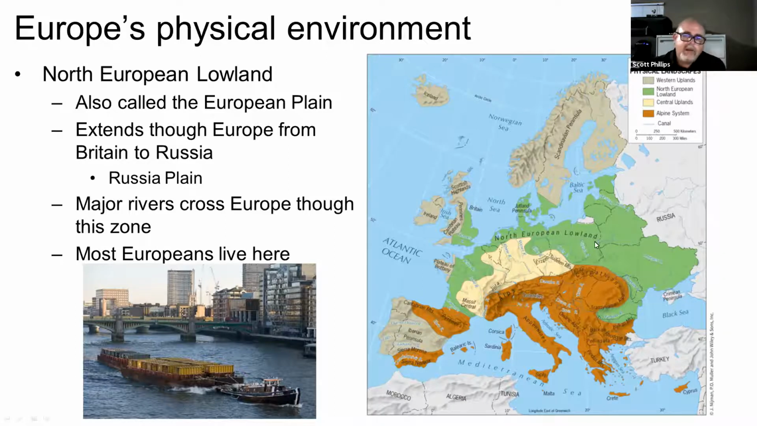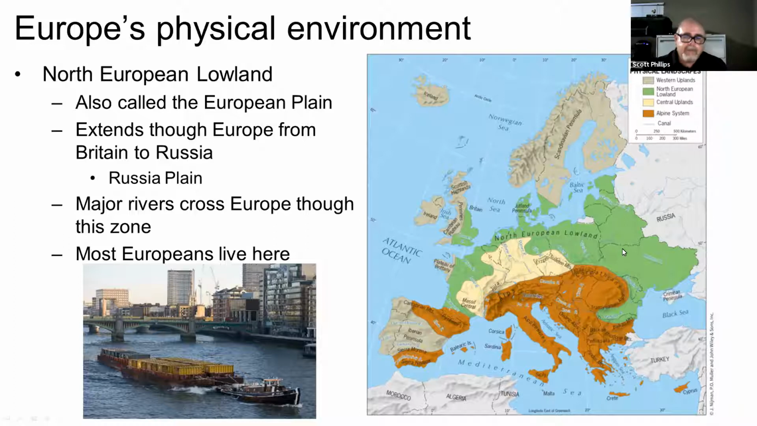Now, it might seem odd that this plain would start here in Britain, even though that's an island, but the reality is that Britain is physically connected to the rest of Europe. Since the Pleistocene, since the Ice Ages, as sea levels have risen, this channel has filled up with water, but underneath, it's part of the same physical continent.